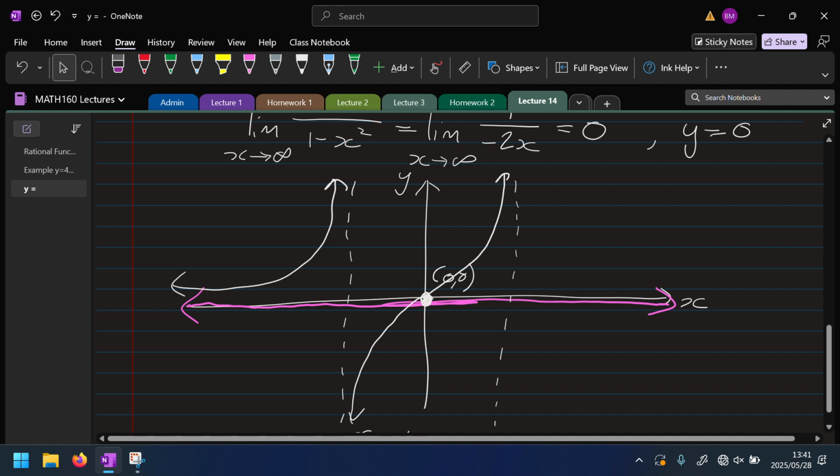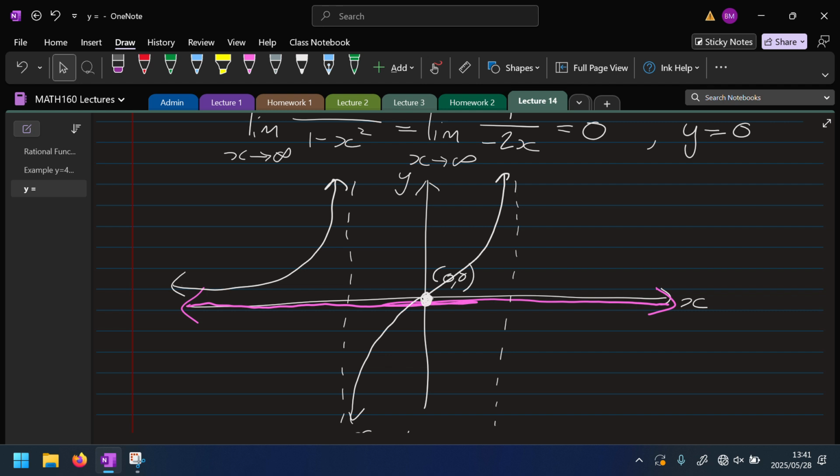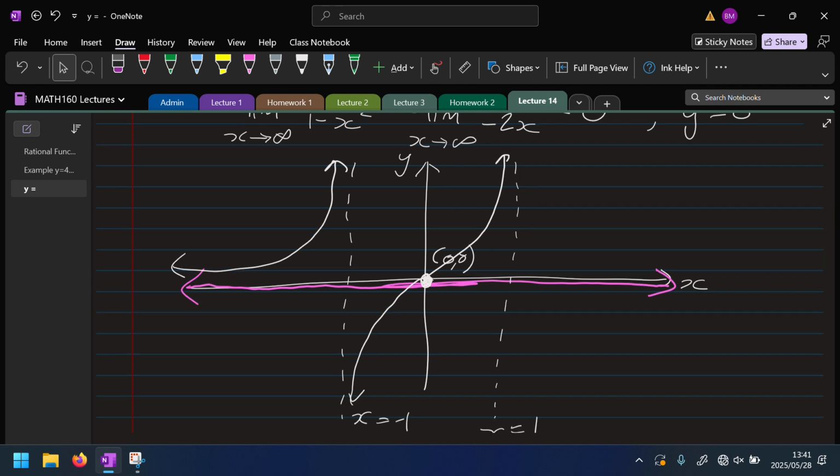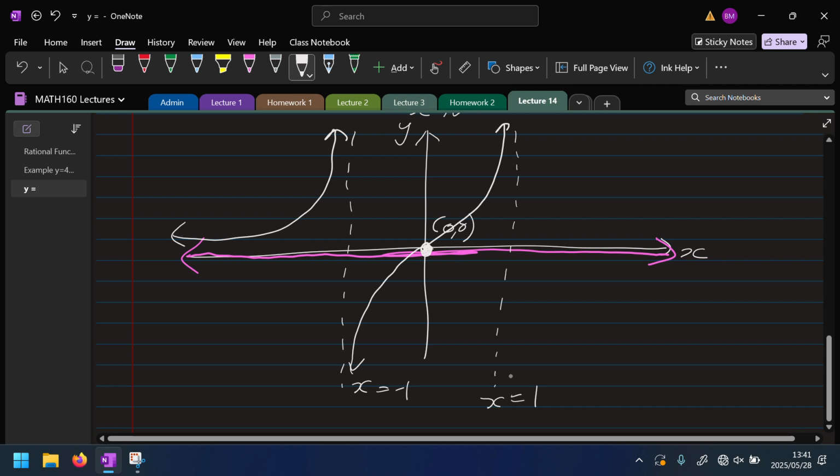Okay, what about the right-hand side of the asymptote? Again, the function must go up. If you start drawing a function going down, it's wrong. There's only one thing we can do. The function must go up. So it must look like that.